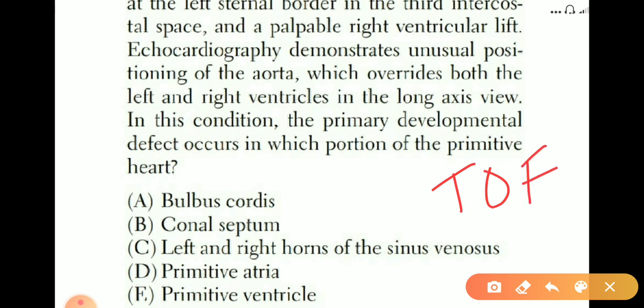So we understand the structural defect during embryology which leads to tetralogy of Fallot. That is the conal septum. Rather, the bulbus cordis has three parts; the truncus arteriosus also is a part. The right and left horn, if defective, lead to some developmental defect in the sinus venosus and some part of the atria. Primitive atrial defect leads to failure of formation of the right and left atrium, while primitive ventricular defect leads to a defect in the formation of the ventricle. So our answer is the conal septum or the conus cordis.